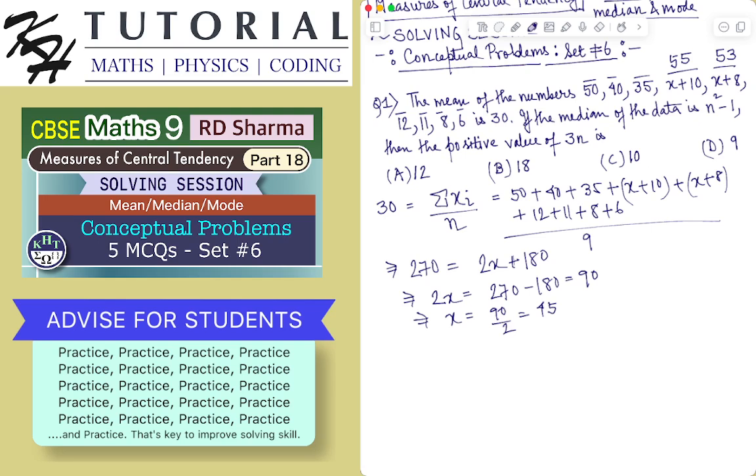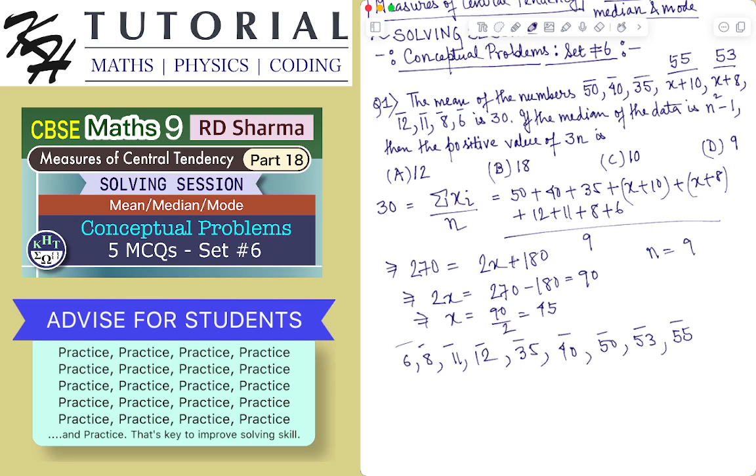Now if I arrange the numbers in ascending order, I have 6, 8, 11, 12, and then 35 and then 40 and then 50 and then 53 and then 55. So 1, 2, 3, 4, 5, 6, 7, 8, 9. Okay, so these are the numbers. So n, the total number of observations, is 9.